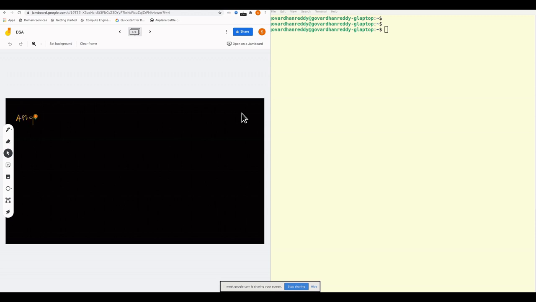So assignment 1 today is to code a function that returns nCr. Okay, the value of nCr. So this is a little tricky.